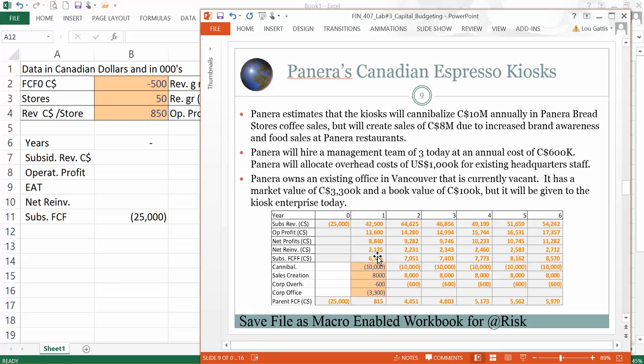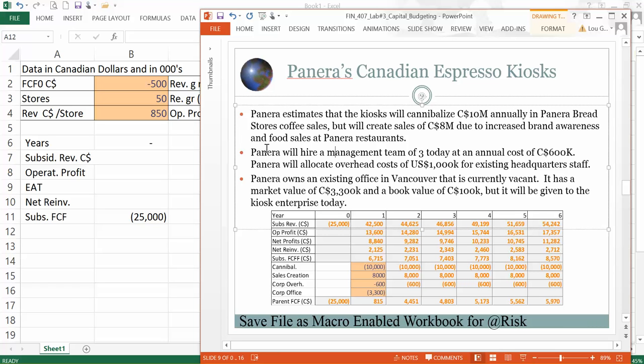So in this example, Panera estimates there's going to be 10 million of cannibalized sales due to the loss of business at the main stores. However, they will create some additional sales as customers that maybe try the coffee for the first time then go to the main stores. So we have 10 million in cannibalization is lost, but 8 million is sales creation.